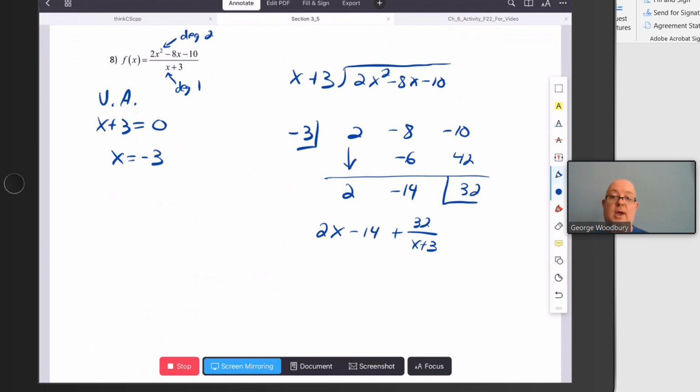And when x heads towards infinity, y equals 2x minus 14. That is your slant or oblique asymptote.